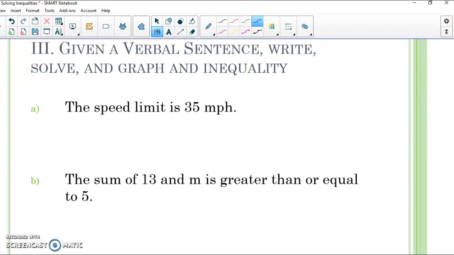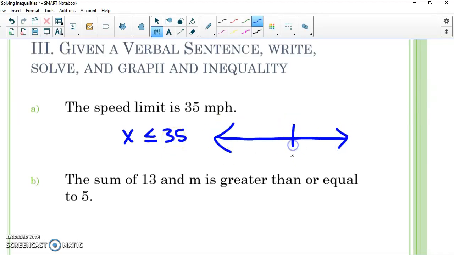Okay, you also will need to know how to take a verbal sentence, write, solve, and graph an inequality. So when we say the speed limit is 35 miles per hour, we mean that you can go 35 or you could go less than 35, but you can't go above. So as an inequality, that would be x is less than or equal to 35, because it is okay to go 35. So when I graph it then, at 35, I'm going to use that closed circle to show that I'm including 35 and shade everything less than or to the left.